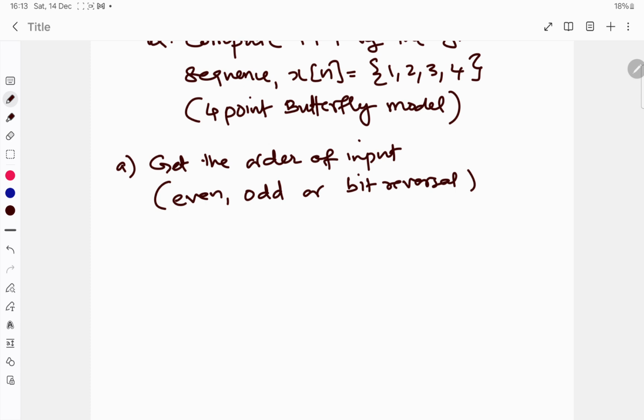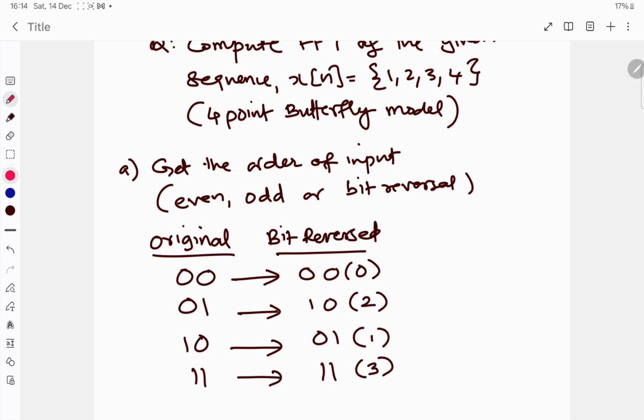So the first step here is you have to get the order of the input. Basically what you're trying to do here, you're going to split into even and odd components. You can also use the bit reversal rule to get the corresponding sequence. So here is the bit reverse sequence.